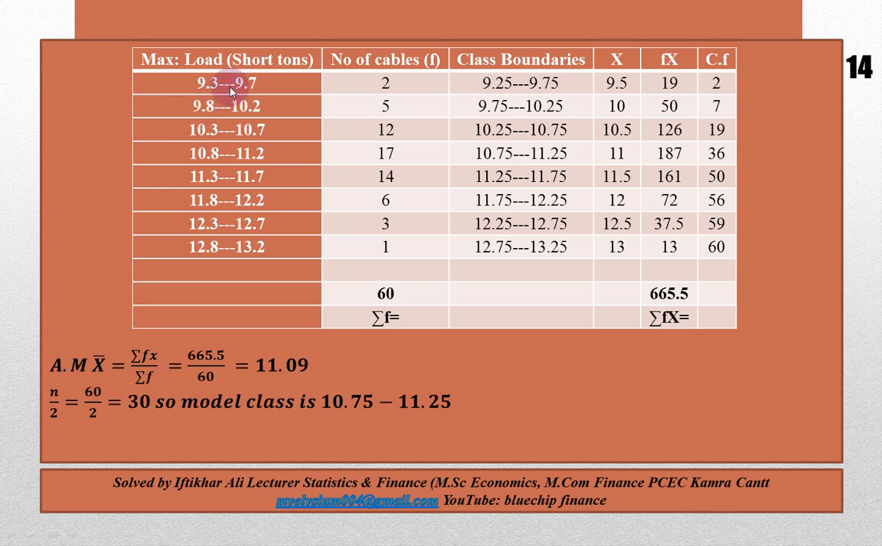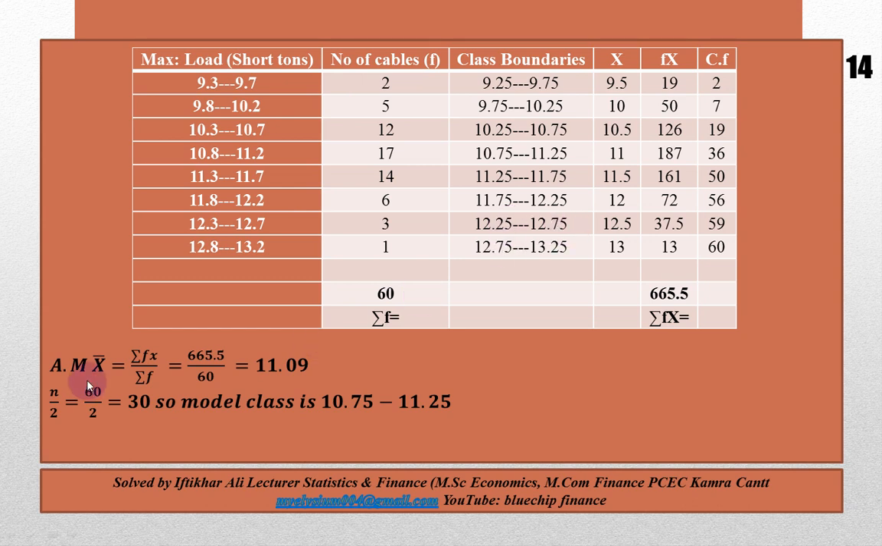Simply subtract these two items and divide the result by 2: 9.8 minus 9.7 divided by 2. The result will be subtracted from the left side and added to the right side. So 9.3 minus 0.05 equals 9.25, and 9.7 plus 0.05 equals 9.75, and so on.